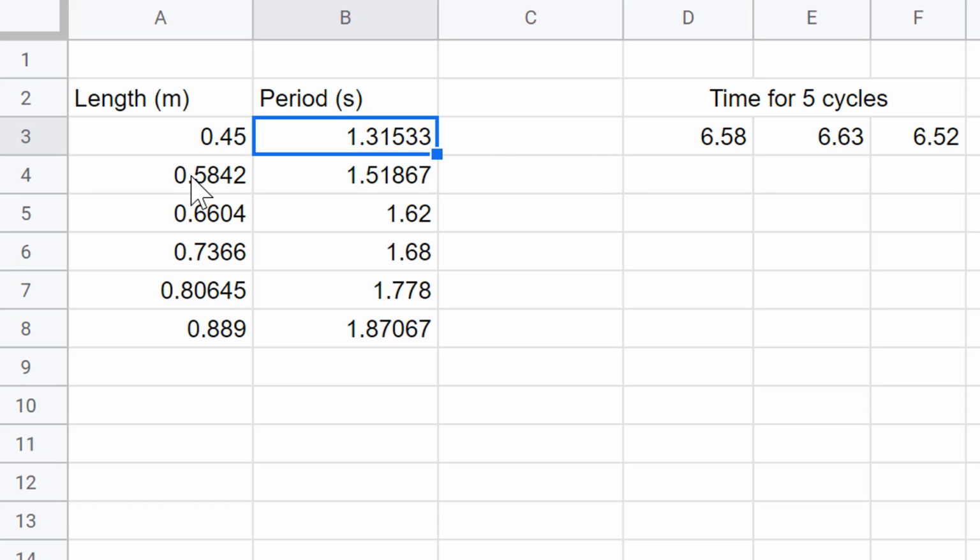Then I changed the length of my string. I made it a little bit longer, and I did this again. I'm not showing you all of that data. I'm just putting the period in here, but I wanted you to know how I got those numbers.